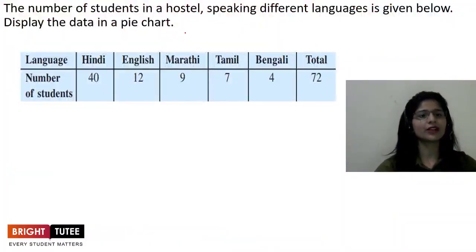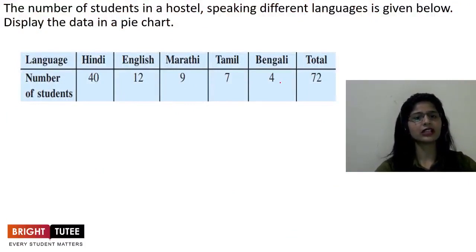Here is the number of students in a hostel, right? The number of students speaking different languages in a hostel is given below. Students who speak Hindi is 40, who speak English it is 12, Marathi it is 9, Tamil it is 7, Bengali it is 4, and total there are 72 students. So we have to display the data in a pie chart. Definitely we know now the easiest way of drawing the pie chart. It is the easiest thing in this lecture.